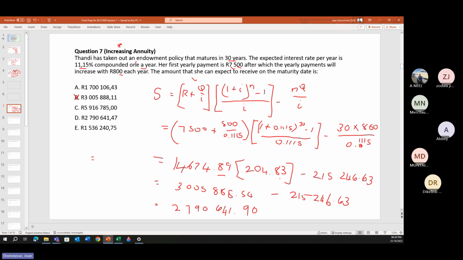Okay, so by rounding off here and here, it's a few cents out. So you're not going to get that exact answer. The options are 2,790,641.47, and another one is going to be 0.90, and another one is going to be 0.00 or something like that. Okay, so D then is the correct answer.